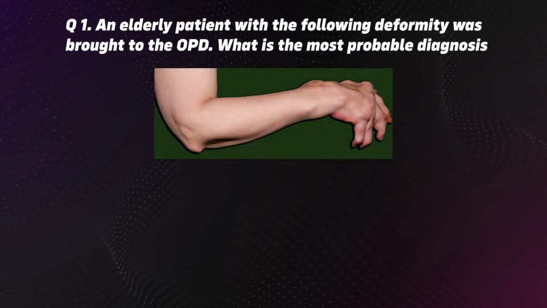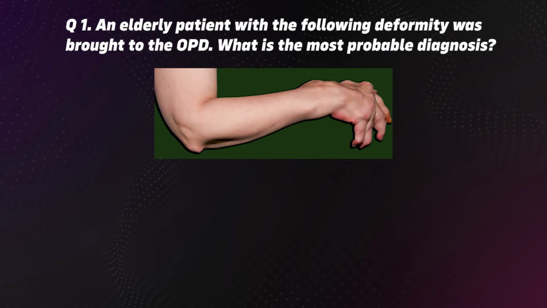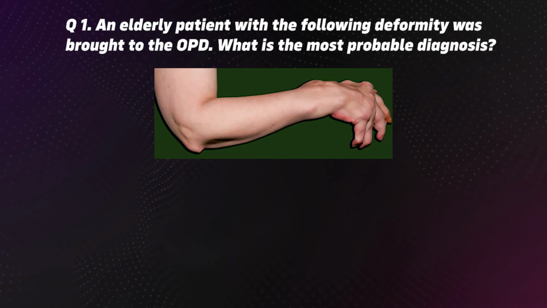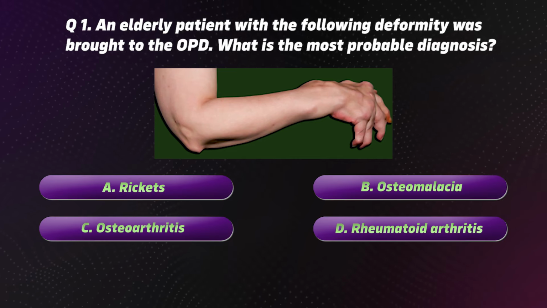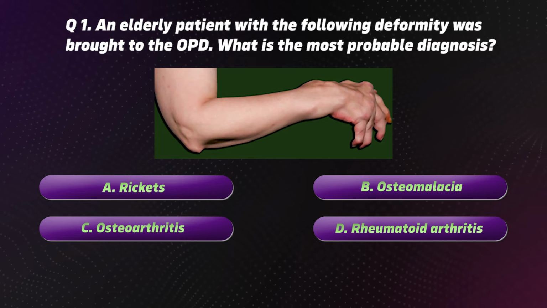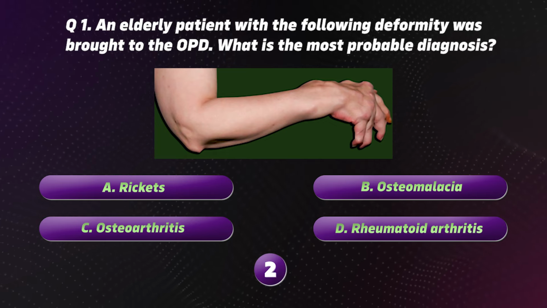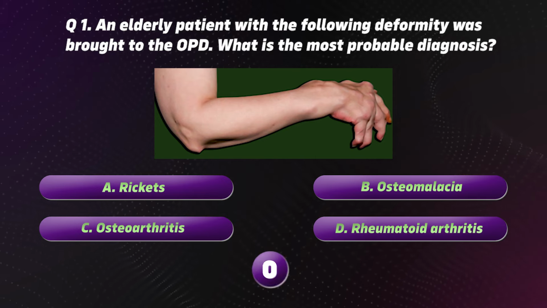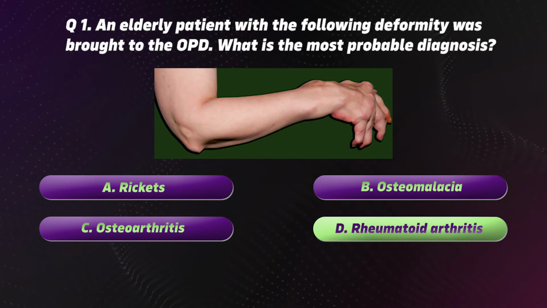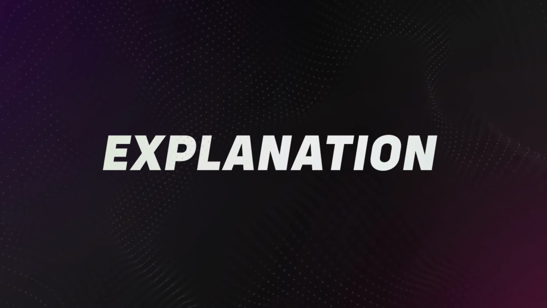Question 1. An elderly patient with the following deformity was brought to the OPD. What is the most probable diagnosis? Here are the options. A. Rickets. B. Osteomyelitis. C. Osteoarthritis. D. Rheumatoid arthritis. And the correct answer is D. Rheumatoid arthritis. Here's the explanation.